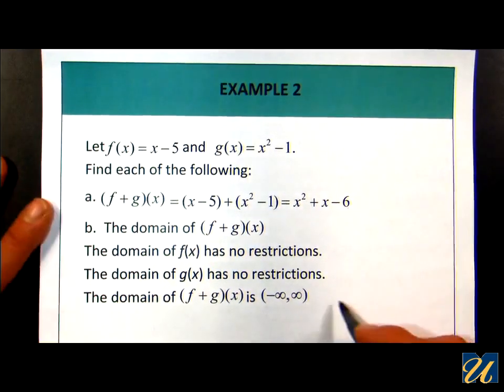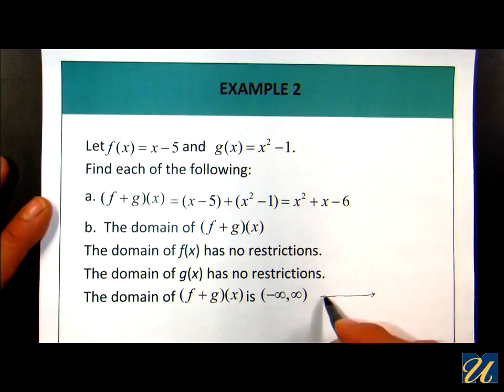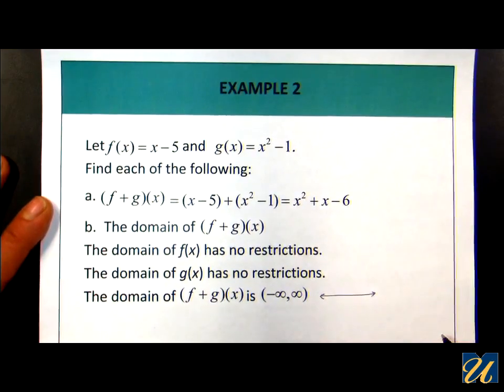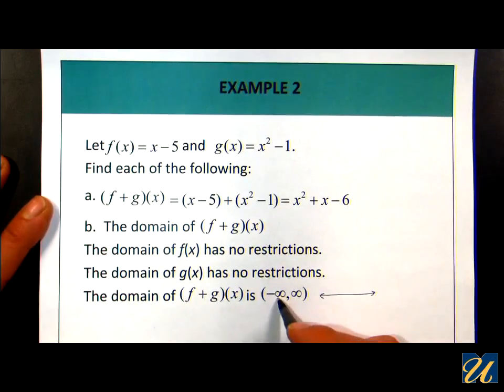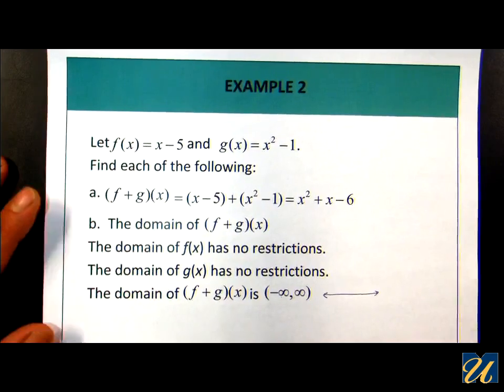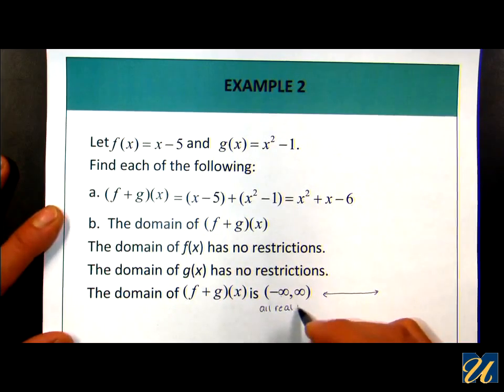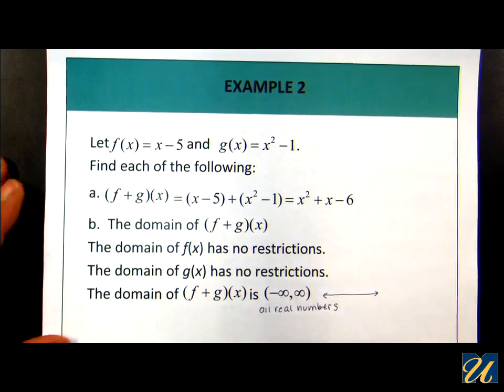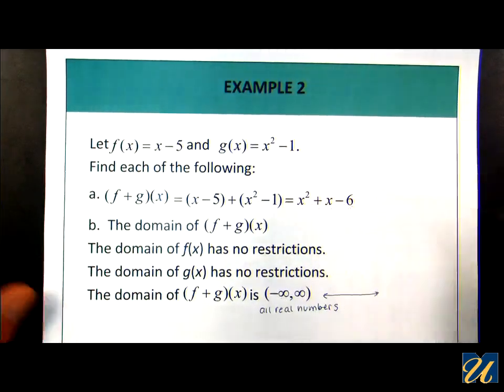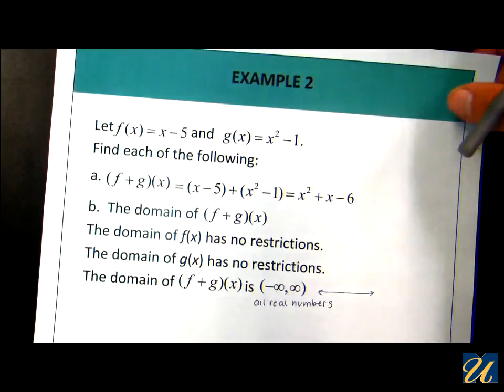No restriction means that you can use the entire x-axis and all numbers on the x-axis. So that means left forever and right forever, all numbers on the x-axis. In other words, this says all real numbers are allowed to be used in our new function created by addition. We'll do more specific examples when we work the problems.